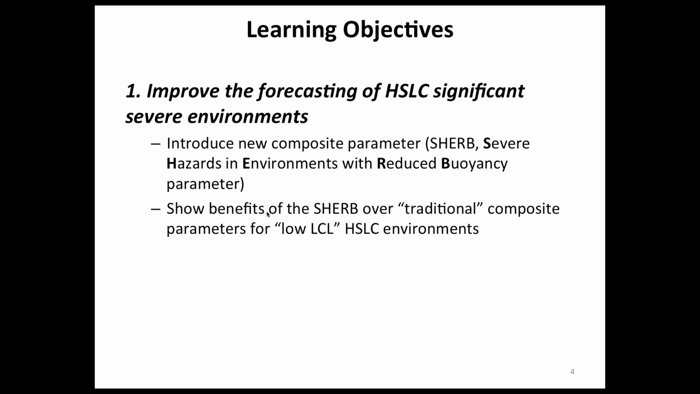Following this assessment, we then explored our own development data sets to determine what environmental parameters are most skillful at discriminating between significant severe and non-severe convection. Then by combining these individual parameters into a composite parameter, we were able to show a statistical improvement in skill over all of the other composite parameters we tested. So we're going to discuss this and other benefits of the SHRB, or the Severe Hazards in environments for the Reduced Buoyancy parameter, in high shear low CAPE environments, particularly those associated with low LCLs, and we'll discuss a couple other potential environments later on.